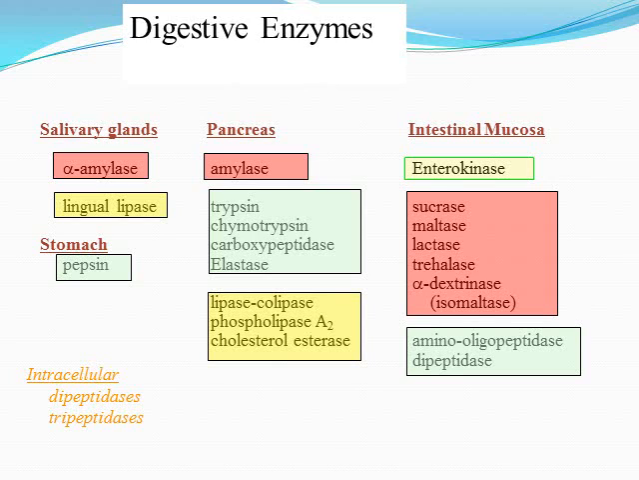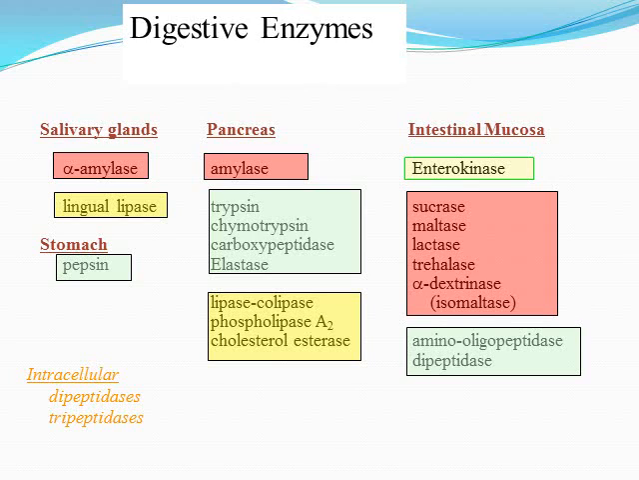The other ones listed here, the intestinal mucosa, those are those brush border enzymes, and some of them, so enterokinase is going to activate some of the other enzymes, so that acts kind of like HCl does. Sucrase, maltase, lactase, those are breaking down the disaccharides into monosaccharides. And then the ones in blue there, those are breaking down peptides into amino acids.